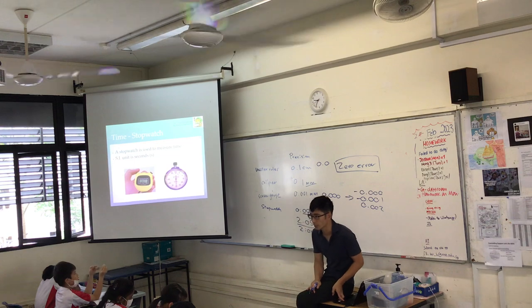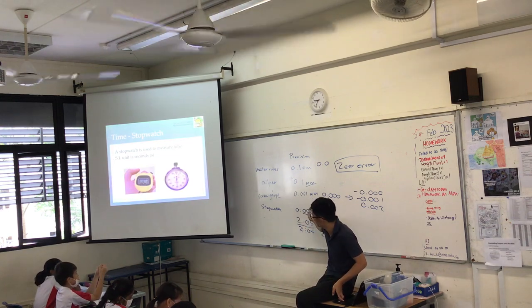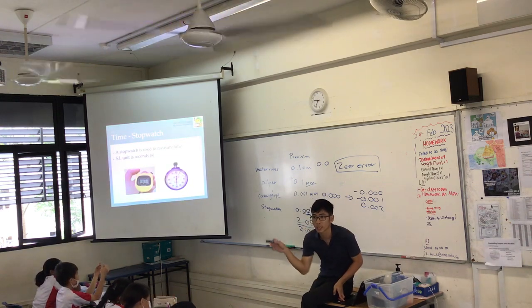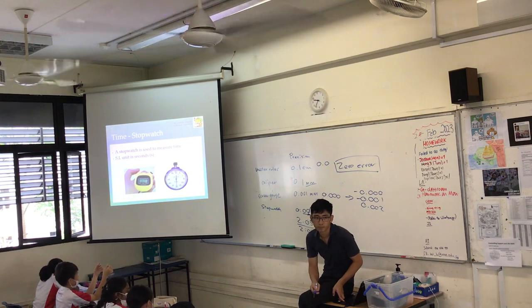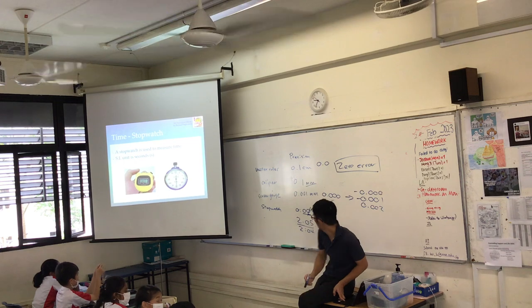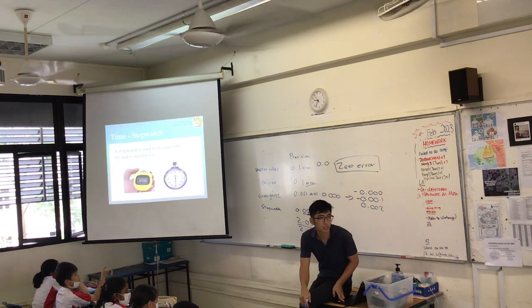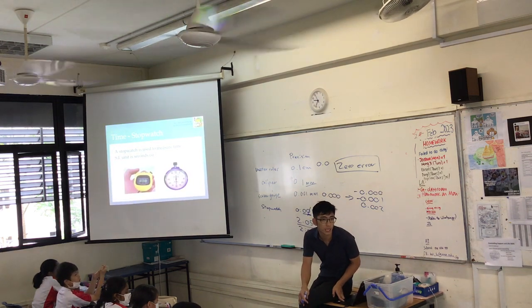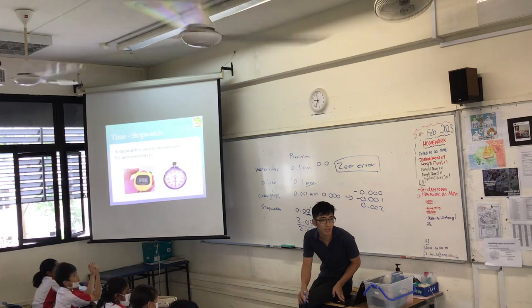We ignore the reaction time. So that's why we really ignore this one over here, because everyone's reaction time is quite different. Okay? Samuel? Yes? How many decimal places should we leave our answers to when we want to take stopwatch reading? 1 decimal place. Okay, Samuel, you come in.